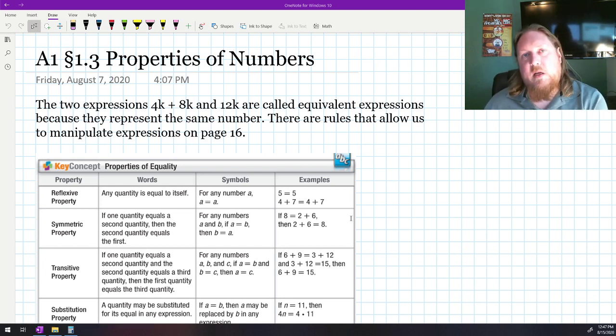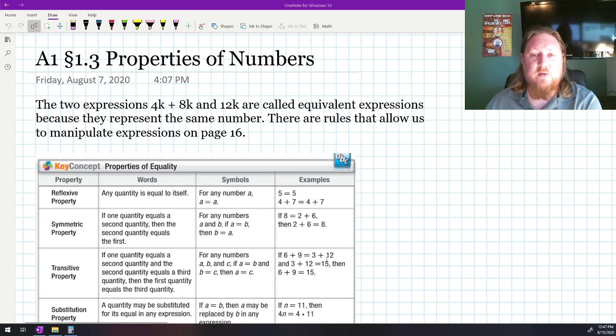In a normal class setting, we'd write all of these different properties down over and over again. You have them all in your book. If you want to write them down because it helps you remember them, or put them on note cards to help memorize them, perfectly fine. All of the ones I'm going to show you are on page 16 and a couple of other pages.